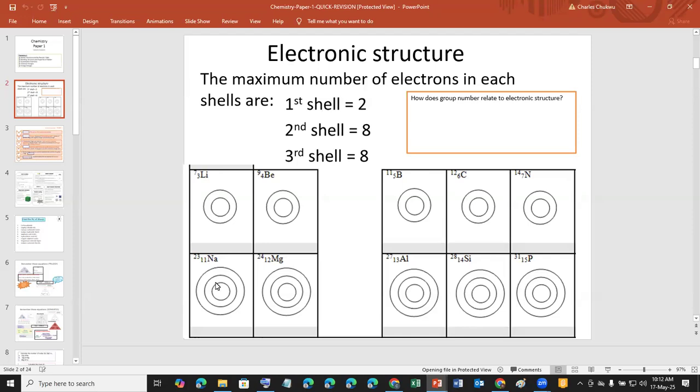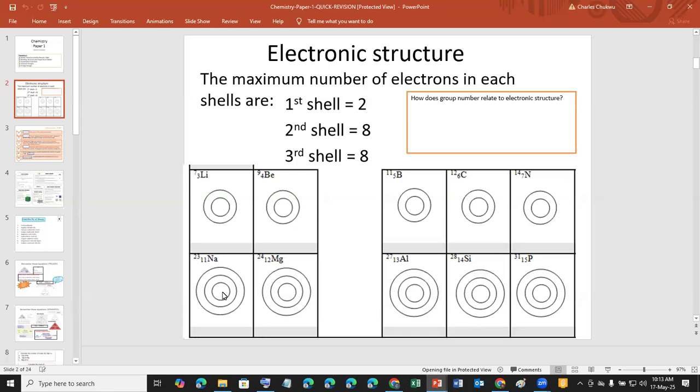Same thing with sodium. Sodium's atomic number is 11. So guess what? Its electronic structure will be 2, 8, 1. How do I know? 2 plus 8 plus 1 will give me 11. So just keep that at the back of your mind, and be quick to tell how the electronic structure will look. That's why you can see 3 shells for sodium, where you have Na there.